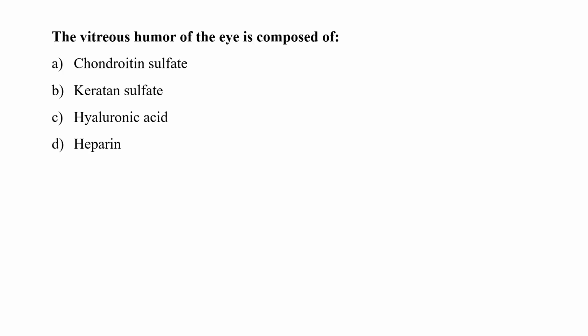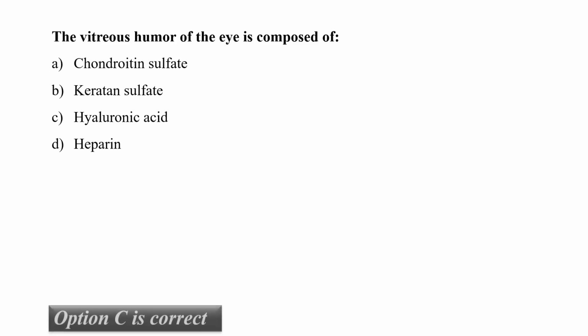The vitreous humor of the eye is composed of chondroitin sulfate, keratin sulfate, hyaluronic acid, or heparin. The vitreous humor is a clear gelatinous substance that occupies the space between the lens and the retina. The natural hydrogel is composed of 98 to 99% of water by weight, and the rest is a mix of collagen, hyaluronate, protein, salts and different other sugars. So option C is the correct answer.